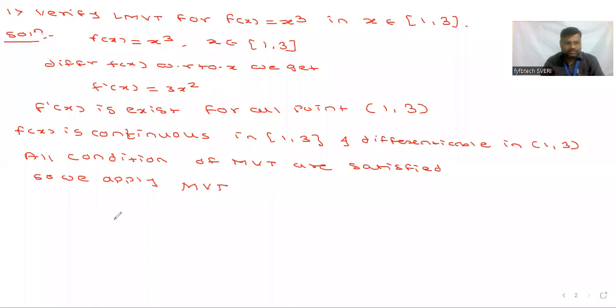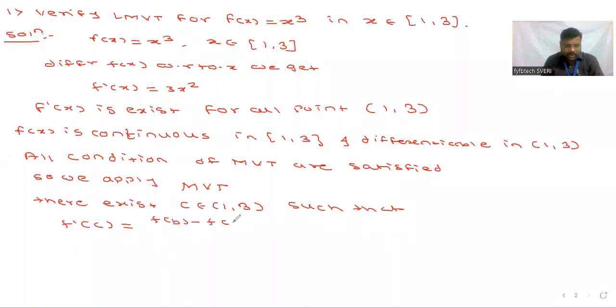The first two conditions are satisfied. There exists c belongs to open interval 1, 3 such that f dash c is equal to f of b minus f of a divided by b minus a. So you will find that c. So what is the f dash of x? 3x square. This implies f dash of c is 3c square. So what is the closed interval AB?